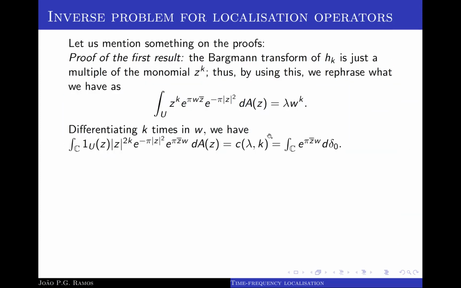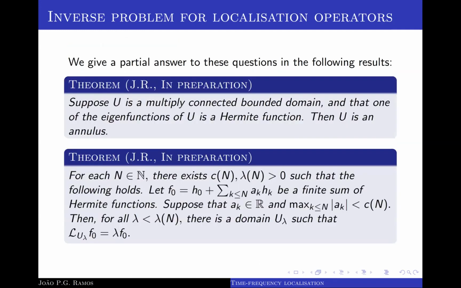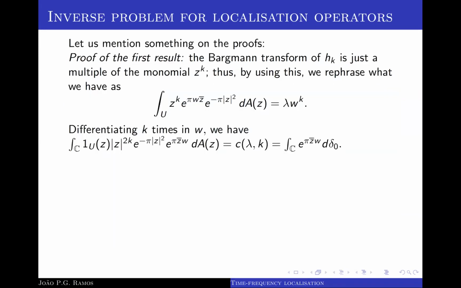Just before I finish, these results, by the way, are in preparation. It's going to take a couple of months until they're out, but bear with me for a bit. In a couple of months, they should be on arXiv. So for the proof, for the first result, we can still use the Bergman transform. And the Bergman transform has this nice property that it takes the Gaussian into the function identically 1. It takes Hermite functions into multiples of z to the k, which is very nice.